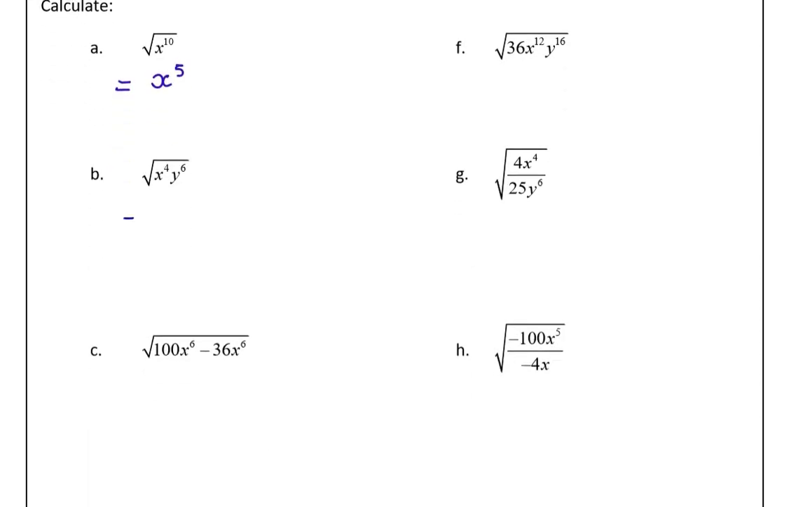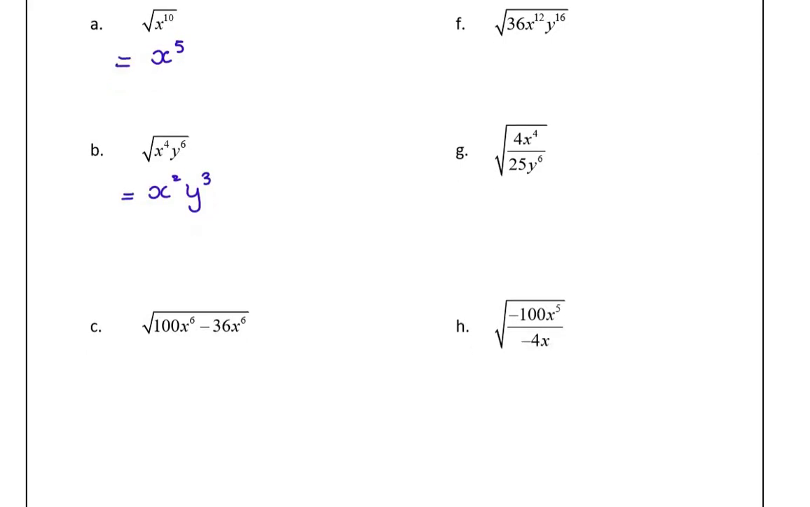x to the power of 4, y to the power of 6. I can square root them separately because there's one term under the root sign, so it's x squared y cubed.